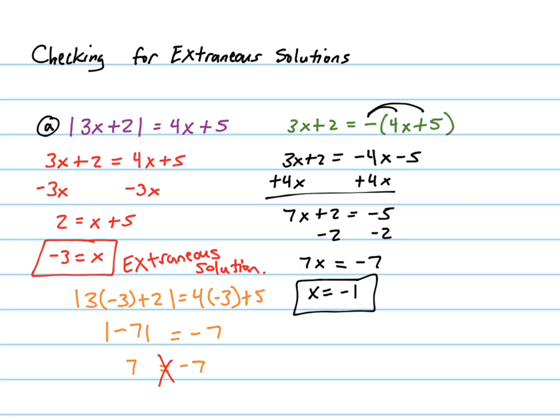Now we're going to test the negative 1. Doing the exact same thing, we've got the absolute value of 3 times negative 1 plus 2 equals 4 times negative 1 plus 5. Here, 3 times negative 1 is negative 3, plus 2 is negative 1. Absolute value of negative 1 is just 1. 4 times negative 1 is negative 4, plus 5 is 1. In this case, 1 equals 1, so 1 is a good solution. So our only extraneous solution is negative 3.